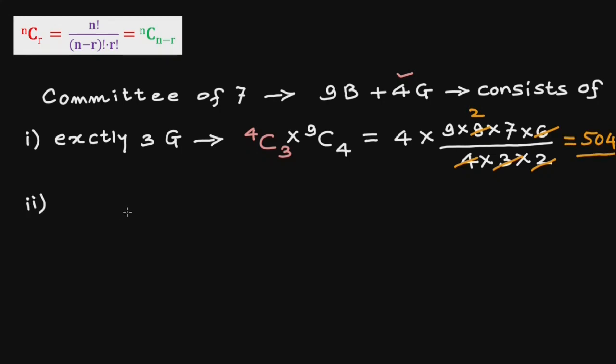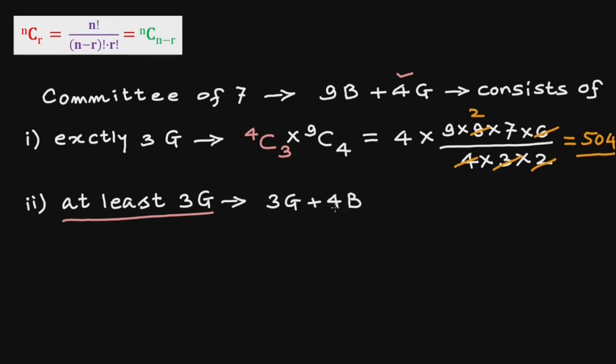Number 2. The committee consists of at least 3 girls. At least 3 girls means 3 girls and 4 boys, a committee of 7, or 4 girls and 3 boys, a committee of 7 again.